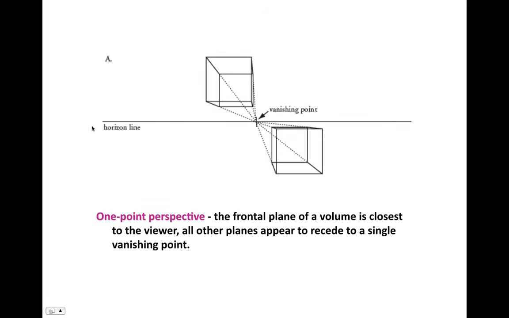In one-point perspective, which is the simplest of linear perspective, the object, in this case a simple box, is facing the viewer so that this entire plane, the frontal plane of the box, is facing us. And all of the lines that are going away from us, in this case the four edges of the box, those lines appear to converge at the vanishing point, again, which is on the horizon line. So diagonal lines here called orthogonals converge at the vanishing point, which is on the horizon line.